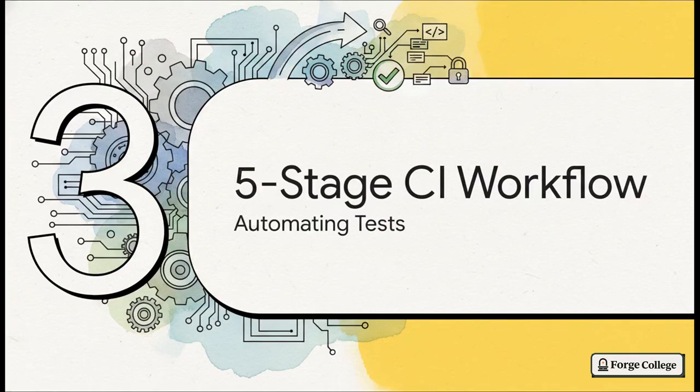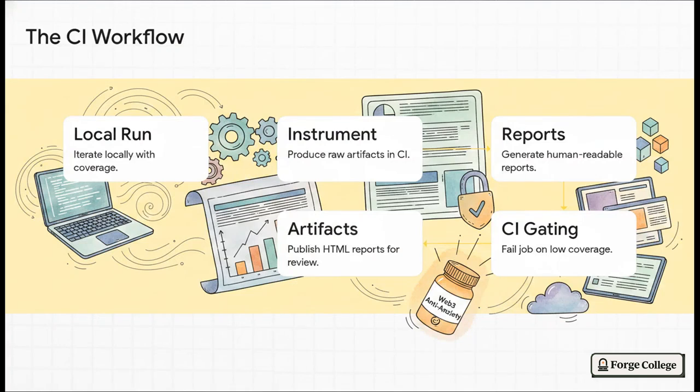All right, Section 3, the 5-stage CI workflow. Time to automate this machinery. Here are the 5 stages of our pipeline. We start with local iteration, move to an instrumented run, then report generation, CI gating, and finally, artifact publication. And honestly, this workflow is basically anti-anxiety medication for Web3 developers. It just seamlessly takes your code from chaotic local testing into a strictly enforced, fully automated environment.